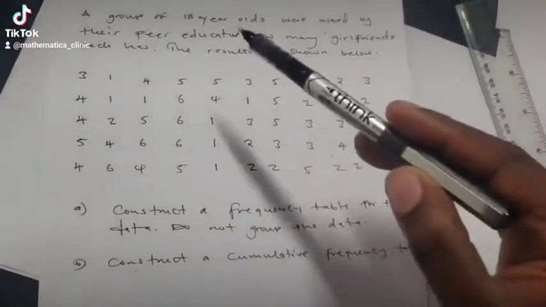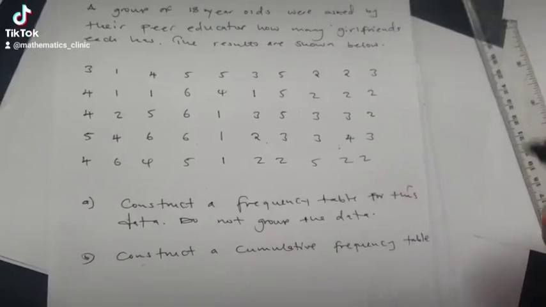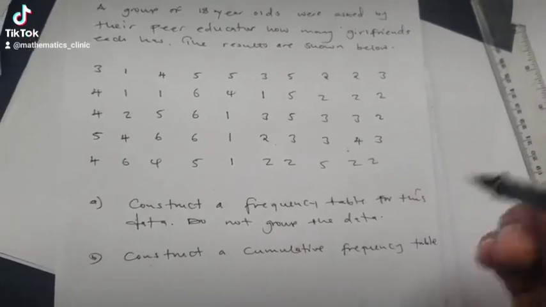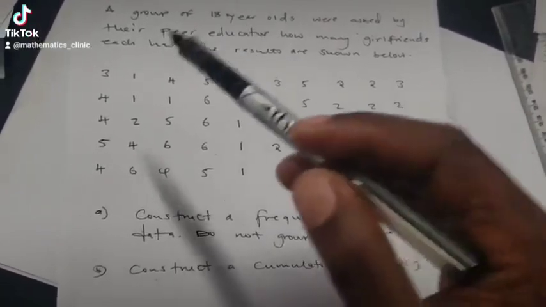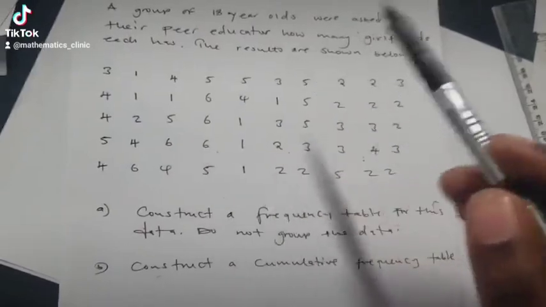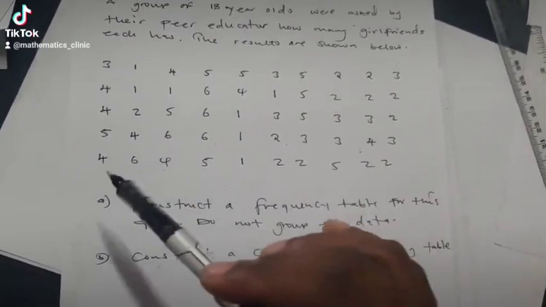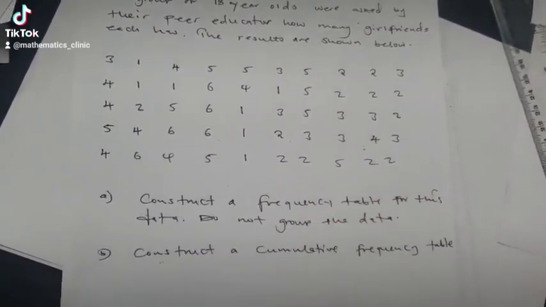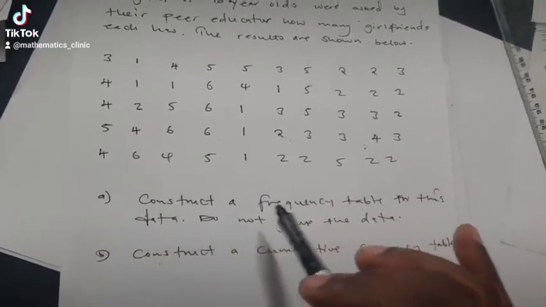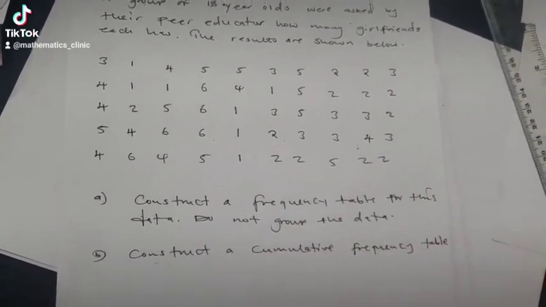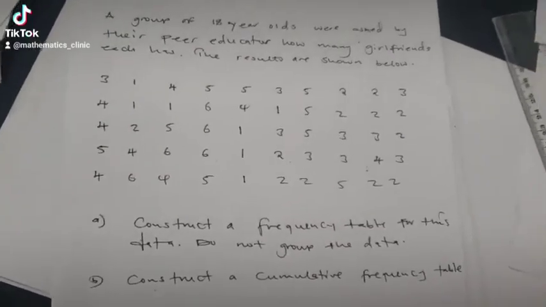A group of 18-year-olds were asked by their peer educator how many girlfriends each has. The results are shown below. The smallest number is 1 and the biggest number is 6. We have been asked to construct a frequency table for this data and not to group the data. So how do we answer such a question?